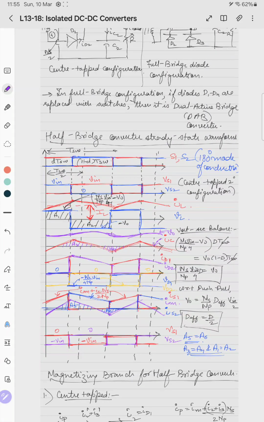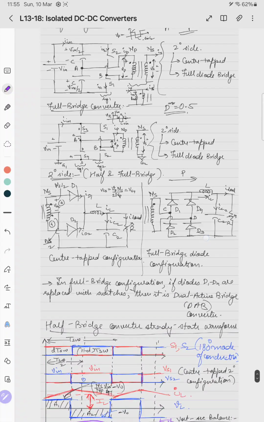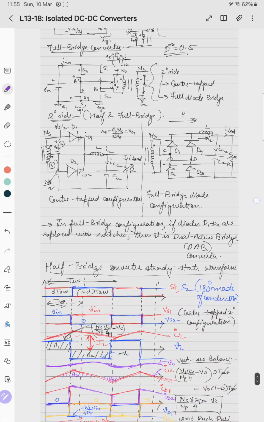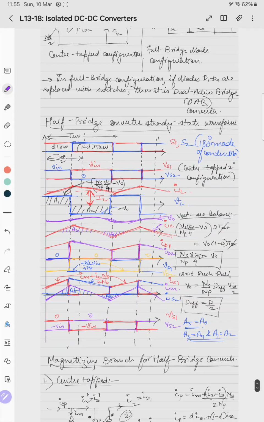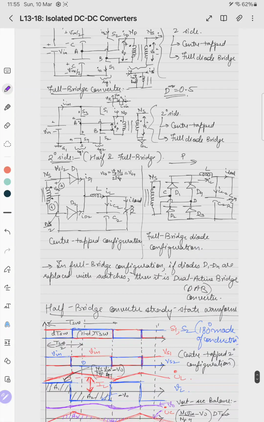We saw this using the volt-second balance, for the half-bridge converter with a push-pull secondary configuration. Even if it is a center-tap type or a full-bridge diode configuration, the volt-second balance will still hold. The only change is in the secondary circuit. The waveforms will look mostly similar, just one or two waveforms will change, that is ID1 and ID2. But the DC transfer function of V0 and Vin will be the same, and the primary side waveforms of the transformer will be the same for a half-bridge converter, let the secondary be center type or full diode bridge.